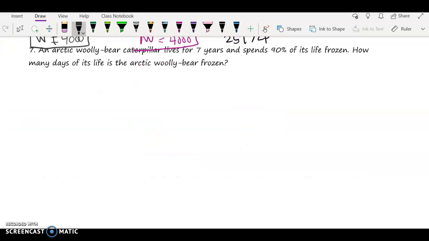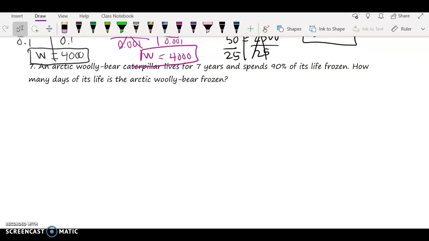All right. An Arctic woolly bear caterpillar lives for 7 years and spends 90% of its life frozen. I do not know what an Arctic woolly bear caterpillar is, but I'm totally going to Google that later. Anyway, how many days of its life is the Arctic woolly bear frozen? So I'm going to use the proportions method for this. I think it's a little bit easier to set up when using a word problem. So we know right away that my percent is 90 because it has the percent sign. So I can fill out 90 over 100 pretty quickly.